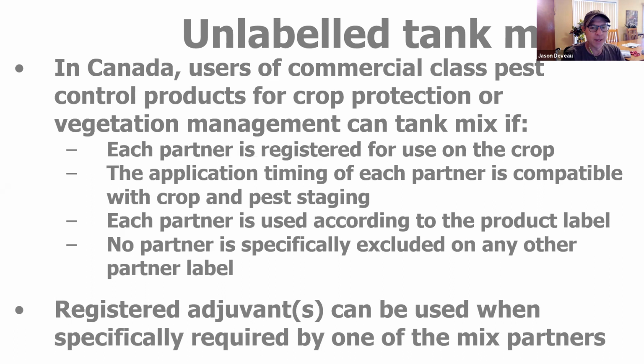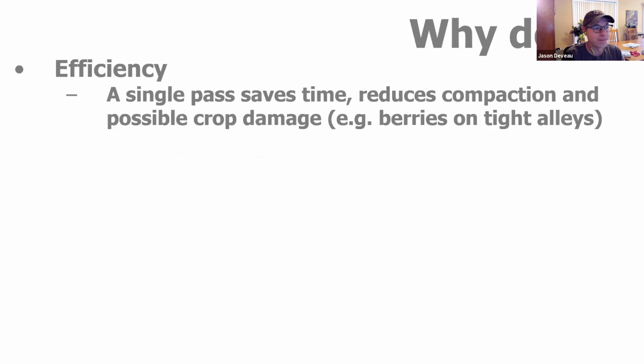Adjuvants are just kind of everything that isn't the pesticide. And in Canada, our adjuvants have to be registered, but in the US, I believe, they don't. Like if you choose to put it in your tank, it's kind of caveat emptor, buyer beware. It's your bad. So we'll get into that. But at least in Canada, if you want to use an adjuvant, one of the labels has to call for it before you're allowed to put it in.